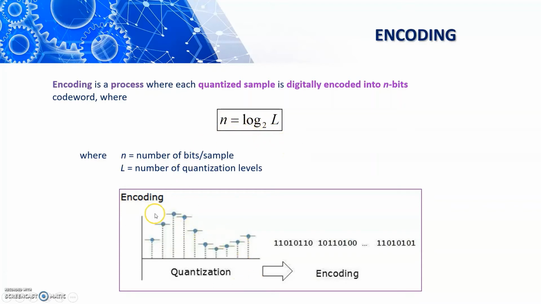The process of encoding is where we transfer the value of each sample to a specific code, which is a binary number, 1 and 0.